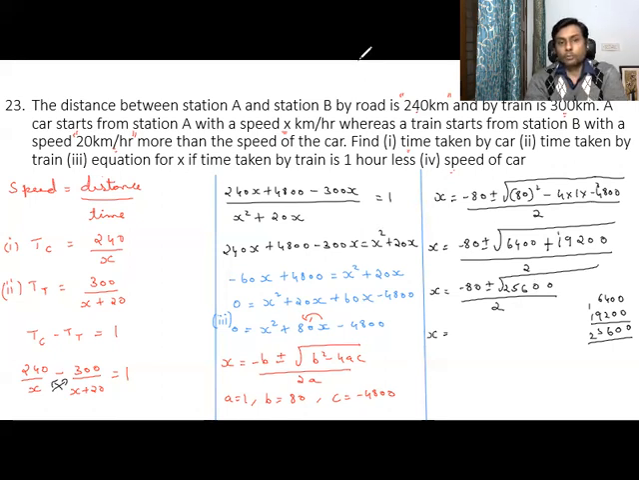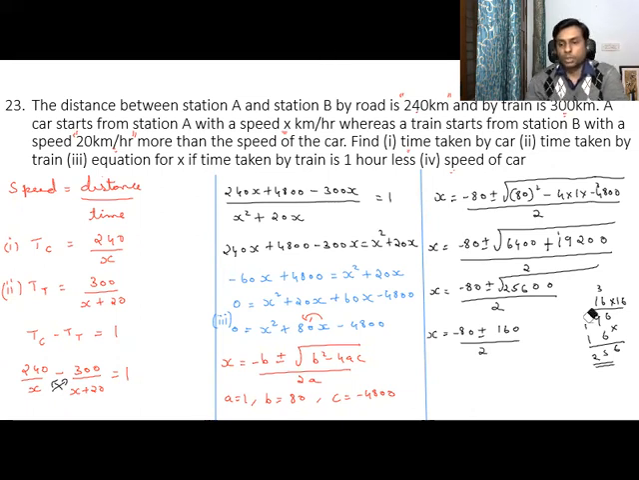We know root of 225 is 15. So look for the next number. 16. 16 into 16. 6 sixes are 36. 6 ones are 6, 9. 1 six is 6. 1 one is 1. So 6, 15, 256. So it's minus 80 plus or minus root of 256, which is 16. Root of 100 is 10. So 16 into 10, 160 by 2. Root of 256 is 16. 2 zeros, that is 100. Root of 100 is 10.